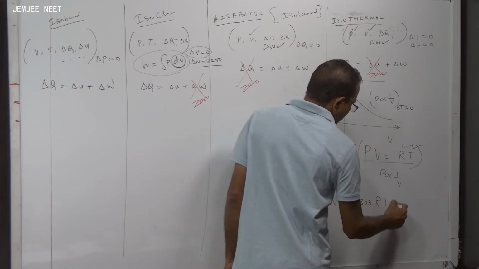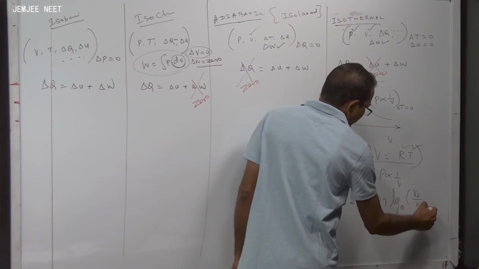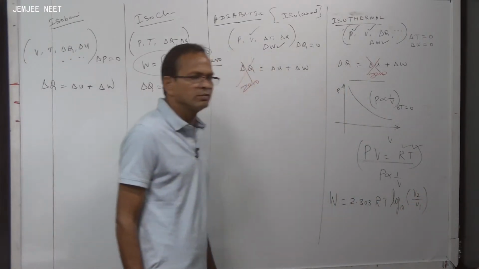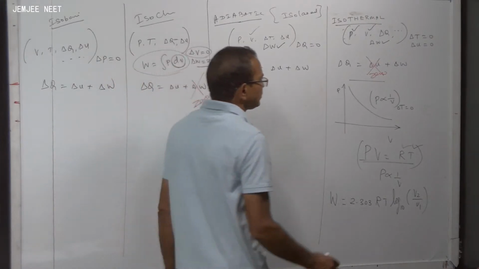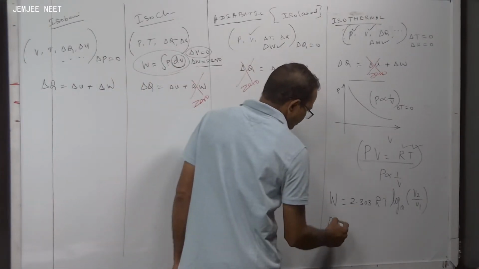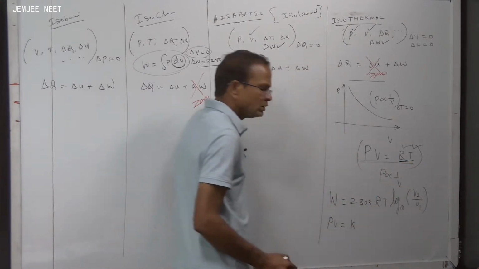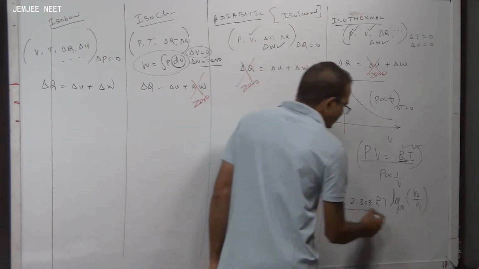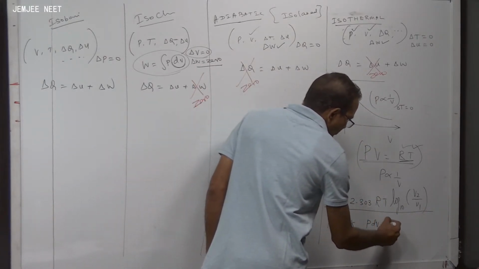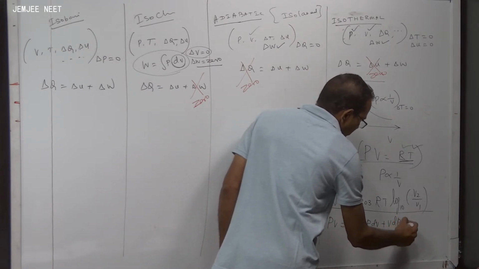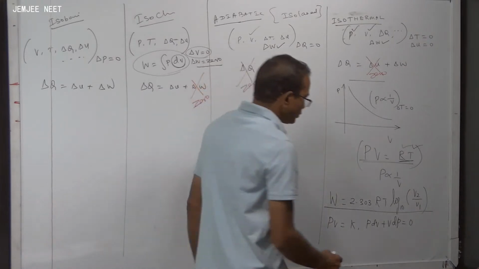2.303 RT log to the base 10, V2 by V1, is the work done in isothermal. What's the isothermal formula you have? PV is equal to constant, RT is a constant. So differentiate this, what do you get? PdV plus VdP equal to 0.